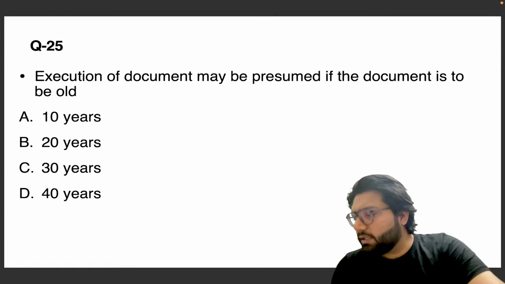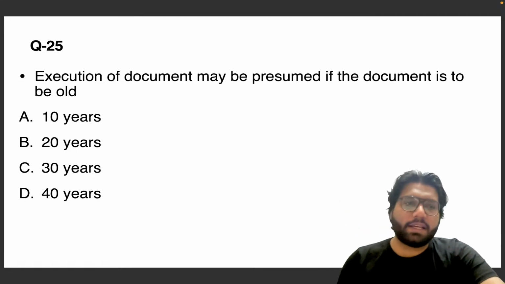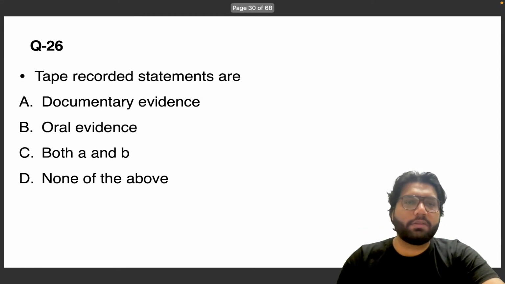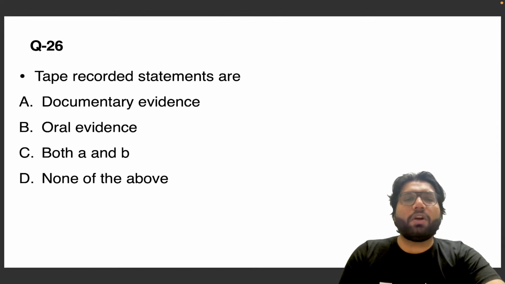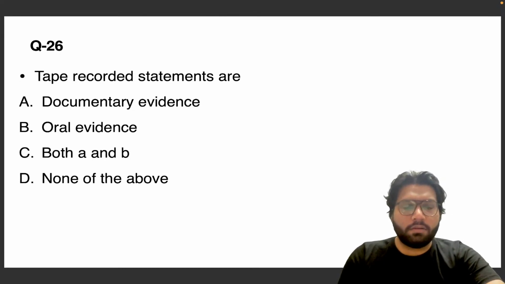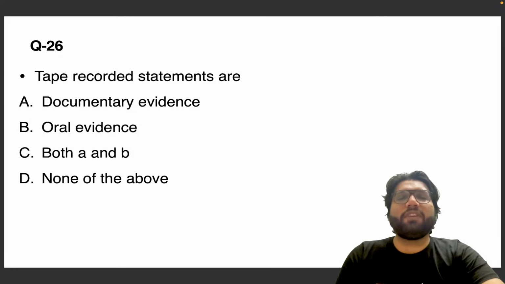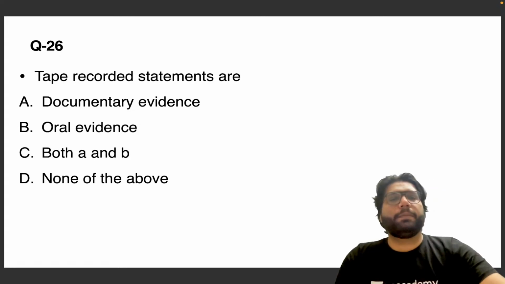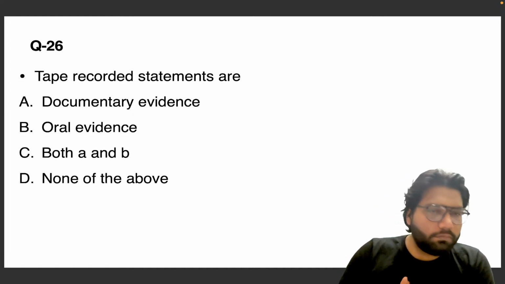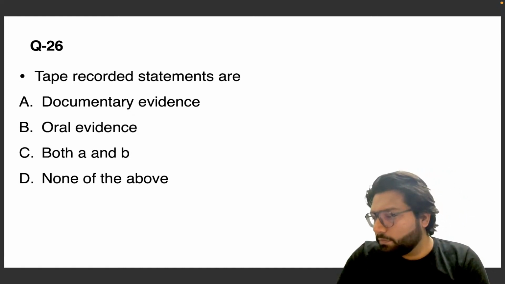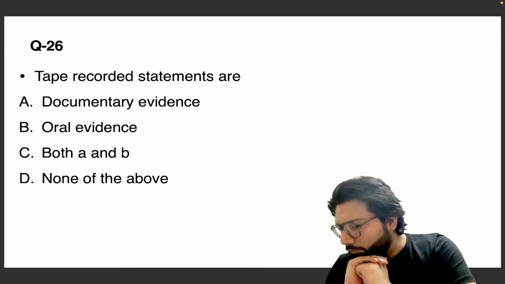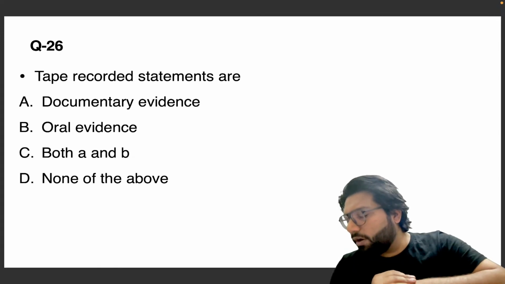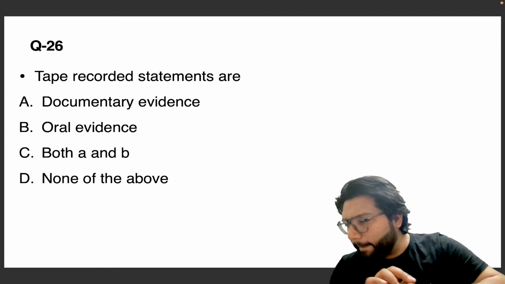First one to answer, Sapna, followed by Vipul and Amit. C is the correct answer, students, 30 years. Tape recorded statements are. What kind of evidence is tape recorded? Yes, correct, Amit. Electronic record, 5 years.